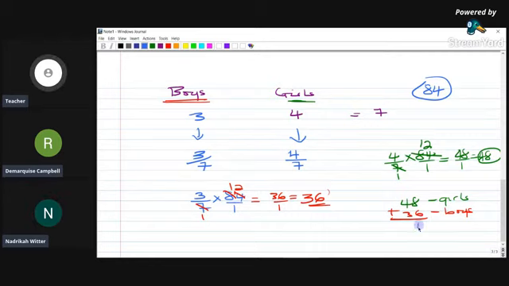14. Good. So we write 4 and carry 1. 6 and 8 would give us what? 14. So we're going to write 4 and carry 1. So let's go with this now. 3 and the 4 would make 7. 7 and the 1 we carried would make what? 8. All right, very good.